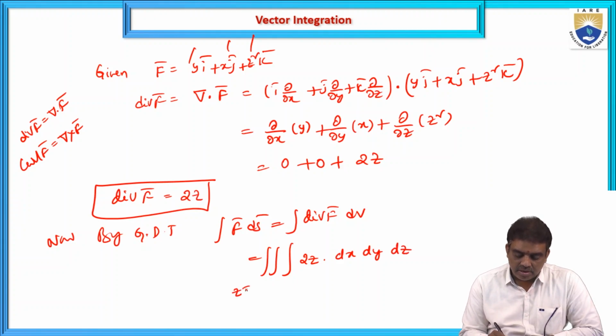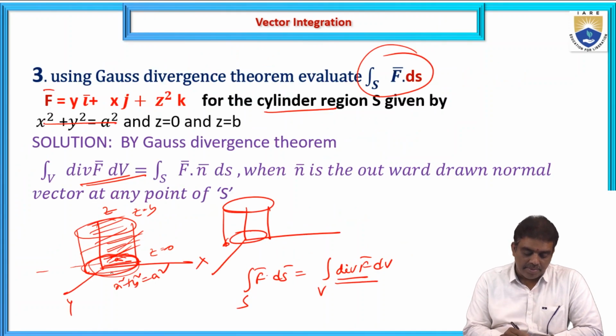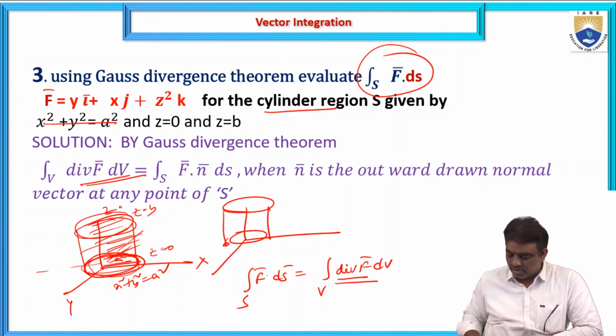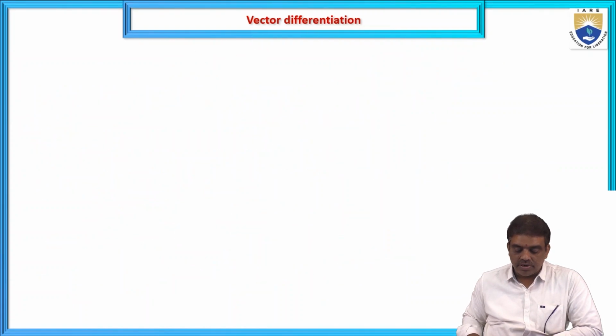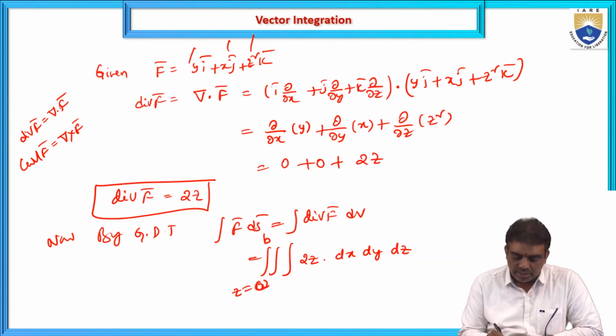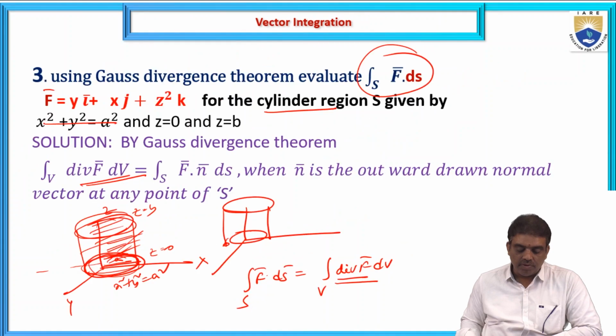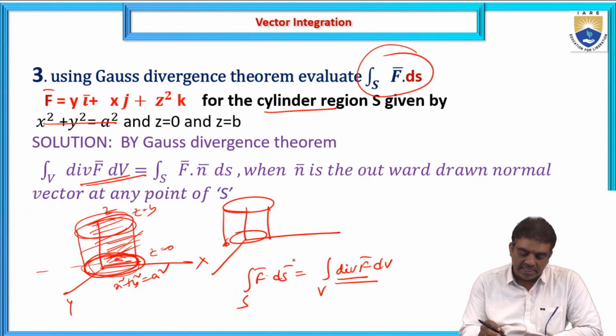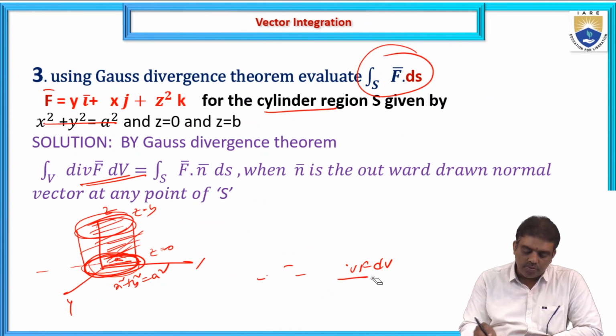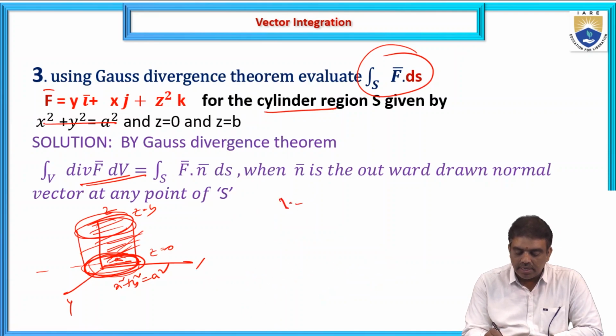So the z limit is a constant limit. Z is a height limit, z is equal to 0 to z is equal to b, not a to b. So finally we will do this. Next, the volume. How to find the volume limits? Here I will write: the volume is nothing but length into breadth into height.